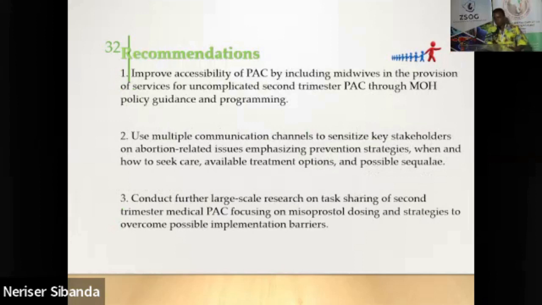So our key recommendation from this study is that to improve accessibility of post-abortion care, we need to include midwives in the provision of services for uncomplicated second trimester post-abortion care through Ministry of Health policy guidance and programming.